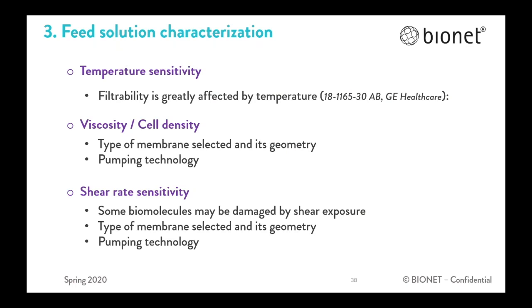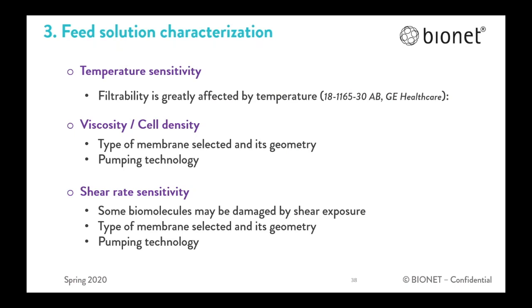Finally, shear rate sensitivity is another key parameter to have in mind. Some biomolecules exhibit low mechanical resistance and may be damaged by shear exposure. So, this issue will not only impact the type of membrane module to choose, but also the pumping technology. The way we manipulate shear stress is through the cross-flow velocity in ceramic membranes, through the shear rate in the hollow fibers, and by the cross-flow feed in cassettes. The higher these values are, the more stress is applied to biomolecules.